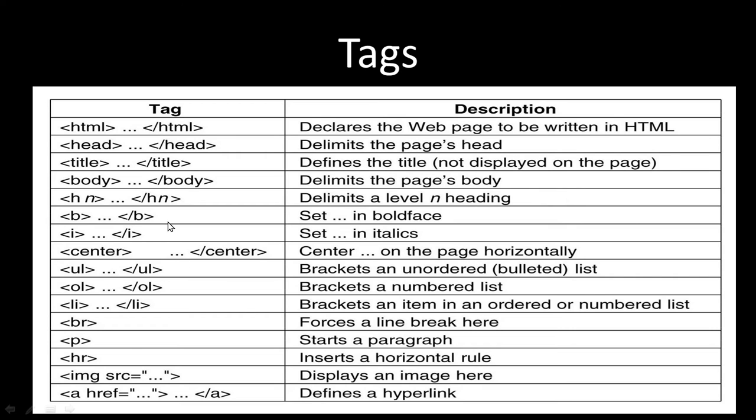Then, different types of tags. As I told you, these are the tags that are written within an opening angle bracket and a closing angle bracket. Every tag should be closed by using a slash. So this is the opening tag and this is your closing tag. Okay, so what is HTML? It declares the web page to be written in HTML. When you are writing HTML code, you always have to begin with the HTML tag.